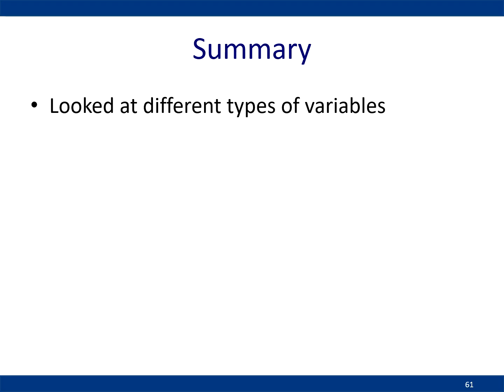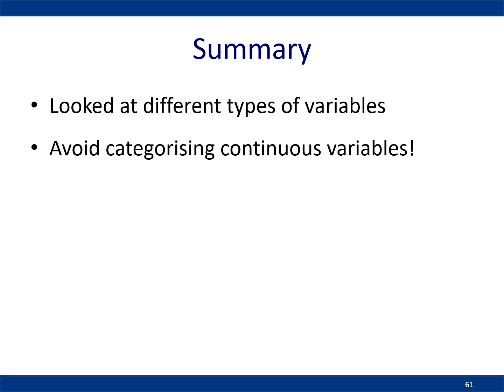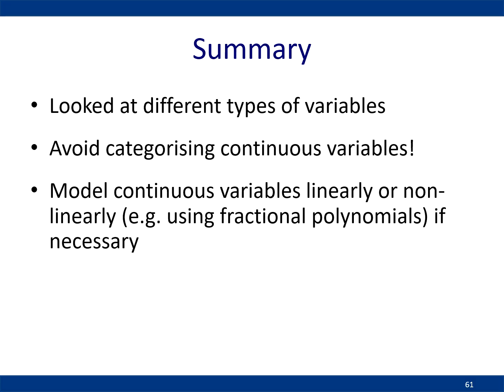So to conclude then, in this lecture we've looked at how we can model different types of variables such as binary, categorical and continuous variables. I mentioned that it was best to avoid categorizing continuous variables as it results in a loss of information and isn't necessary for prediction modelling. Instead, we could consider nonlinear functions for continuous variables using methods such as fractional polynomials or splines.